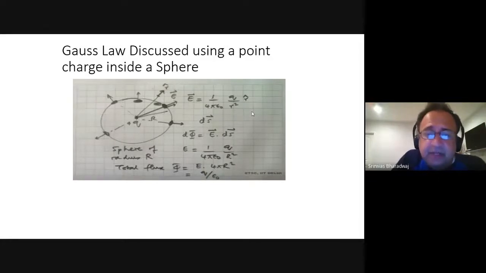Okay, surface area of a sphere is 4 pi r square. Okay, so the net flux will be E times 4 pi r square. That will equal the enclosed charge, which is just q, it's a point charge, q by epsilon. E times 4 pi epsilon r square will equal q by epsilon. So E is q by 4 pi epsilon naught r square, like you expect.